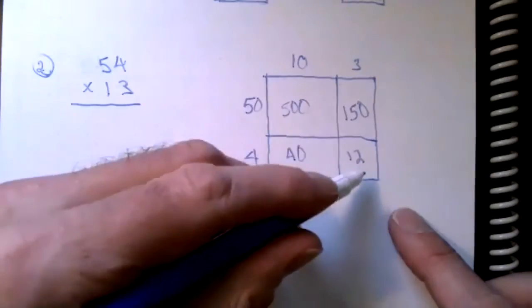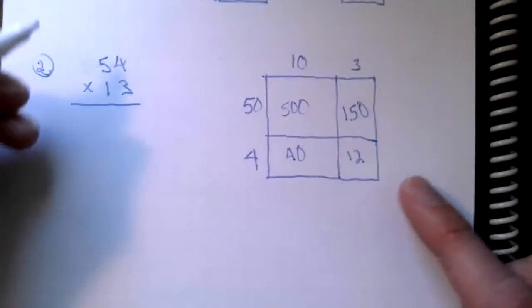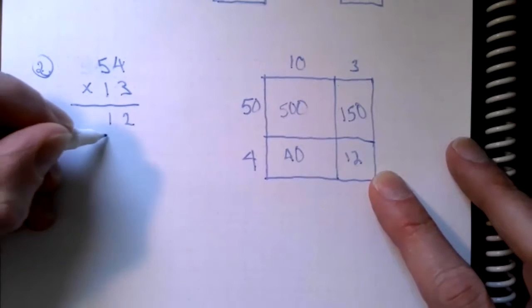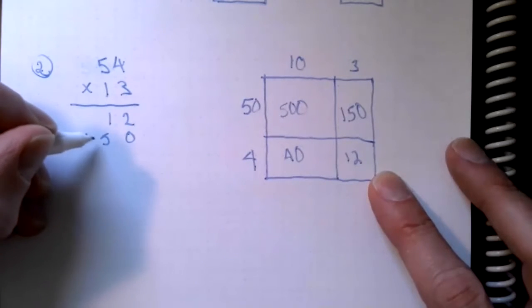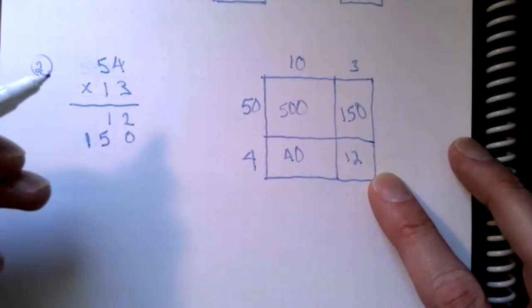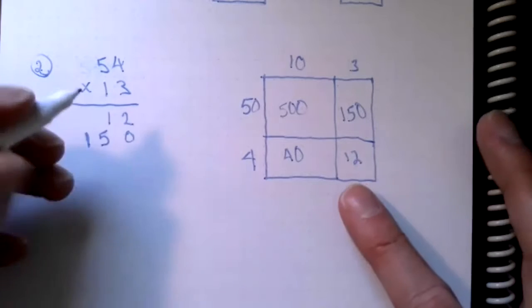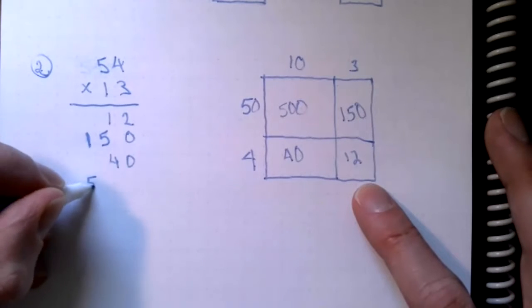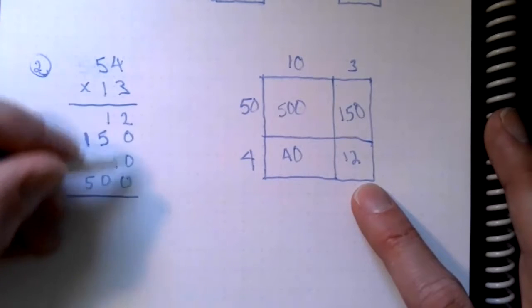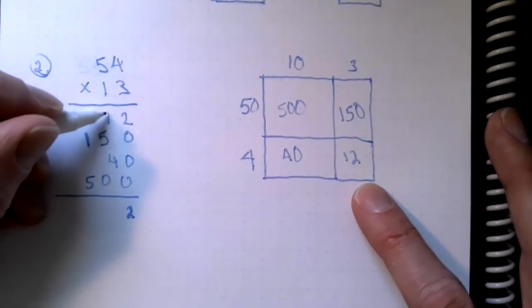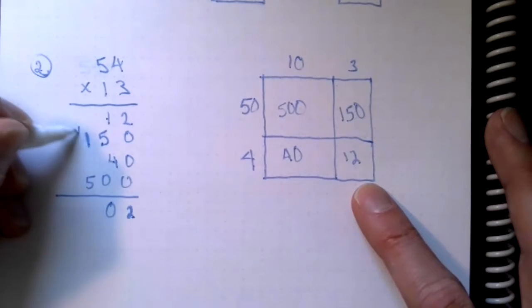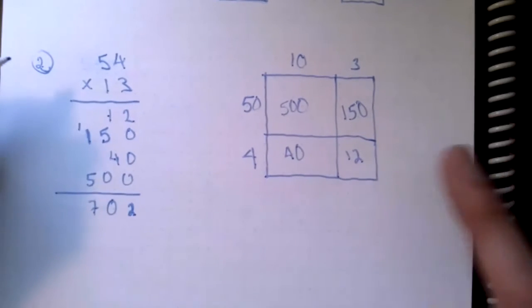Okay, now what we would do is we would total all these out. Okay, so we'd have the 12, we'd have 150. Okay, we would have the 40, and then we would have the 500. And then we can add these columns here. So 2, I end up with a 0 there because 6, 10, I got to carry a 1 here. So 702.